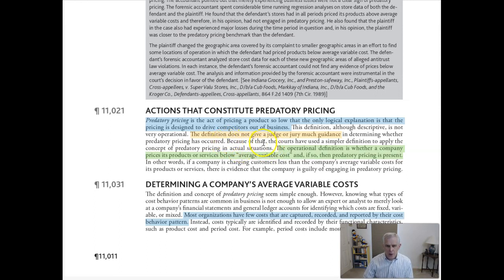This overall definition does not give a judge or jury much guidance on this, but the operational definition given in this general area is whether a company prices product or services below average variable cost. Average variable cost. And if so, then predatory pricing is present.